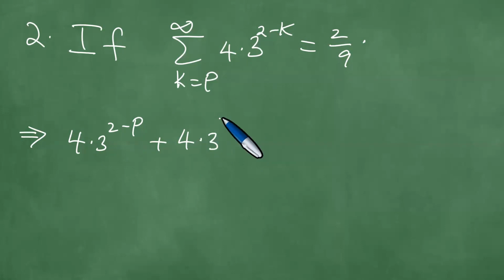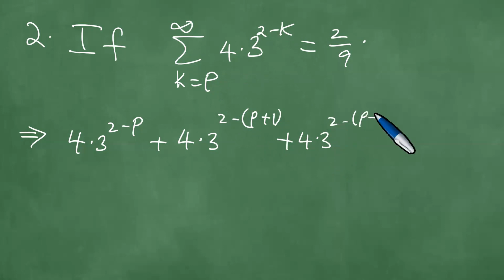Which means we're going to have 2 minus, in the place of k, p plus 1, because we start with p and then the next one is p plus 1. Then the next one is p plus 2. And the pattern continues. And then this is 2/9, like this.